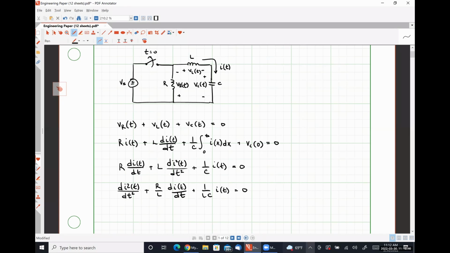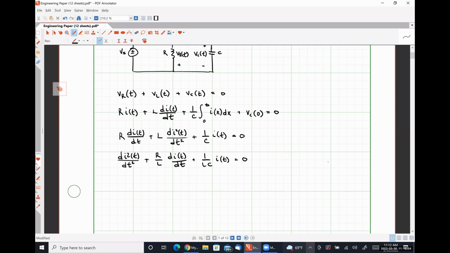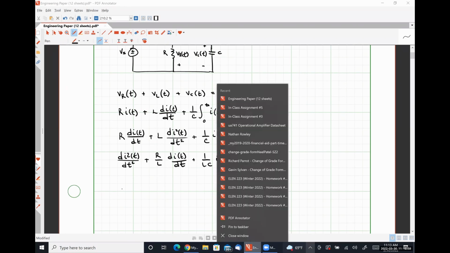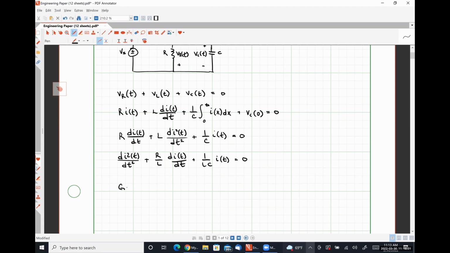Because for an exponential function, the first derivative is effectively the same thing as the function itself. The second derivative is effectively the same thing as the function itself. So what we are going to do is make what I'm going to call a guess, but it's not really a guess, that our current I of t is of the form A e to the st amperes.